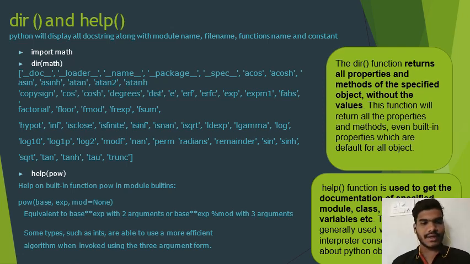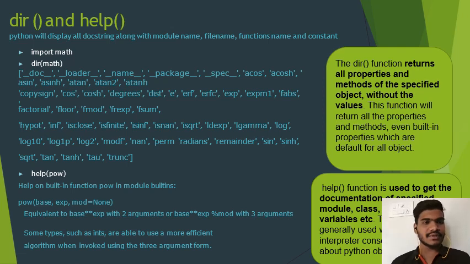Help: help on built-in function pow in module builtins. The help function is used to get the documentation of the specified module, class, function, variable, etc. This method is generally used in the Python interpreter console to get details about Python objects.